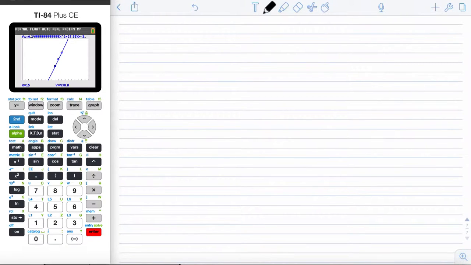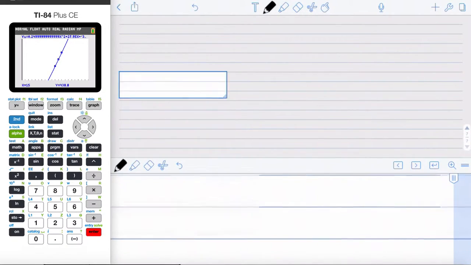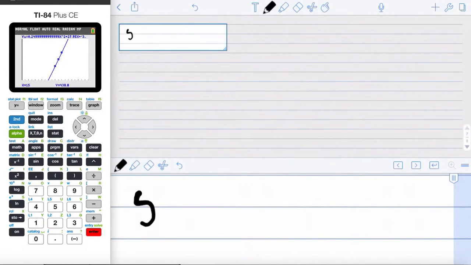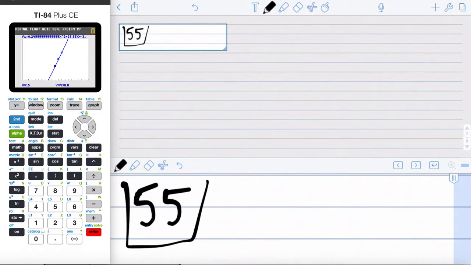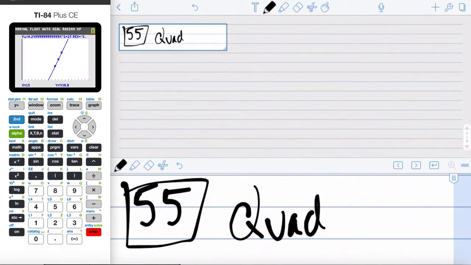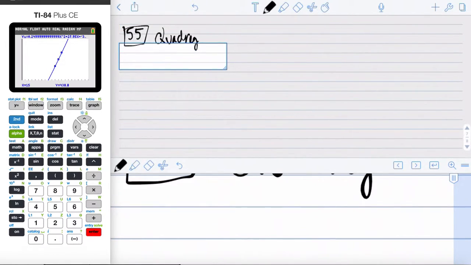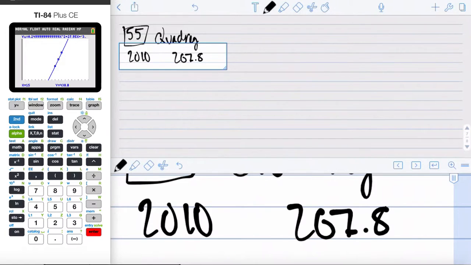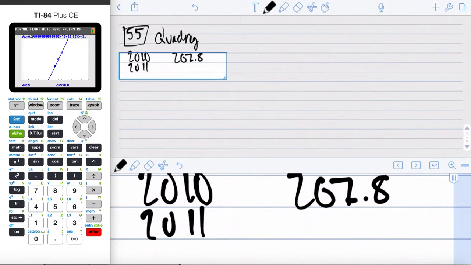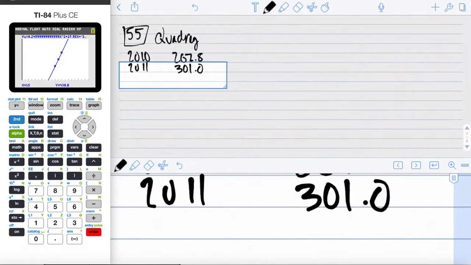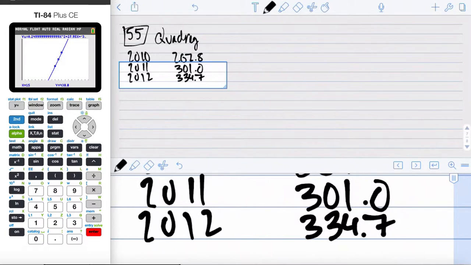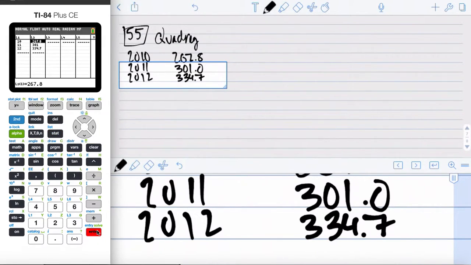Okay, we're going to start with 55. Okay, so 55 tells us we want to find a quadratic regression for the data: 2010, 267.8; 2011, 301.0; 2012, 334.7. Okay, so we'll go to Stat, Edit, put that data in our list, list 1, list 2.